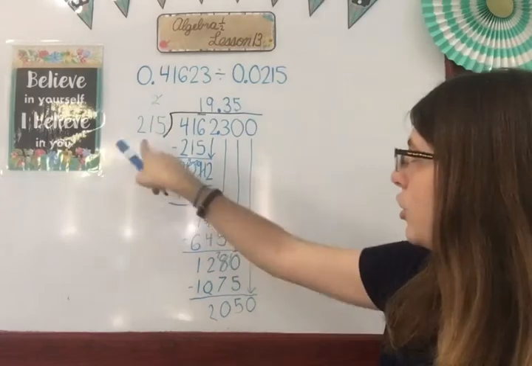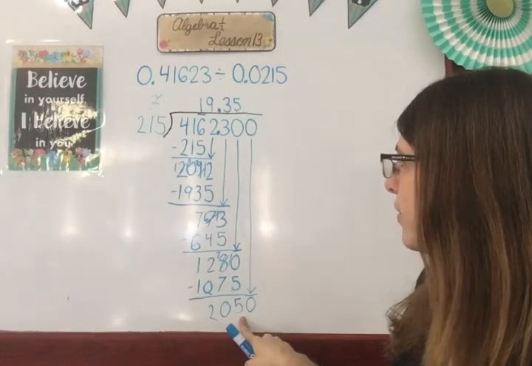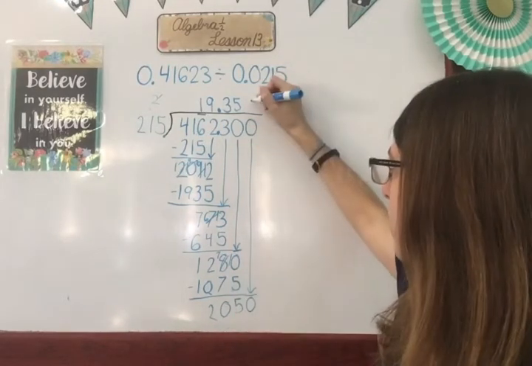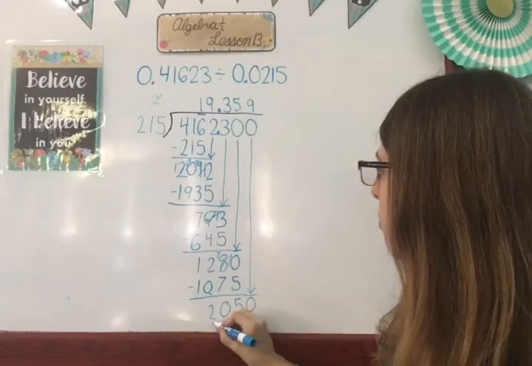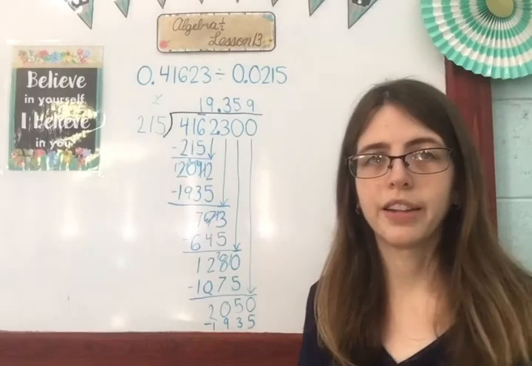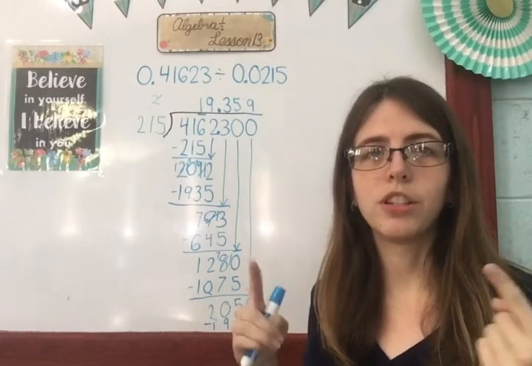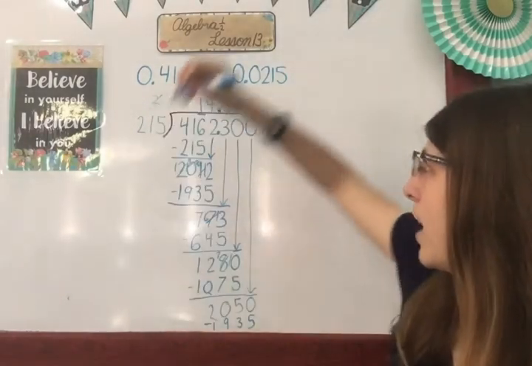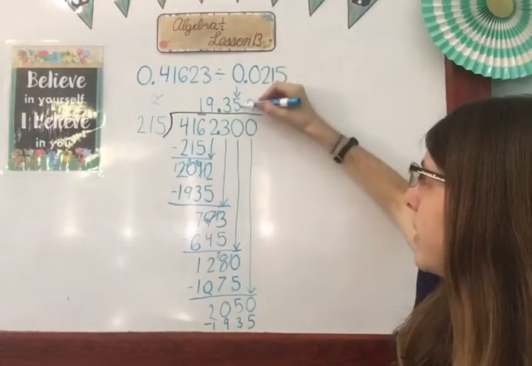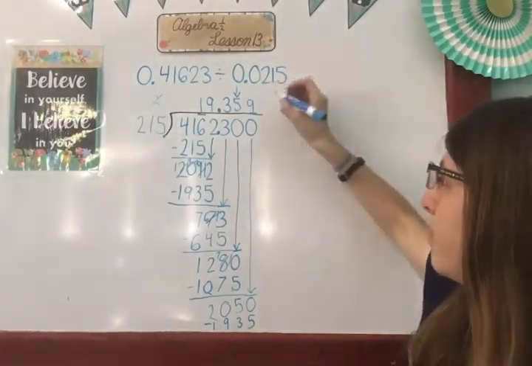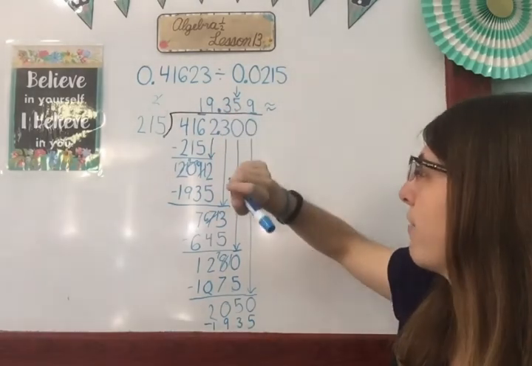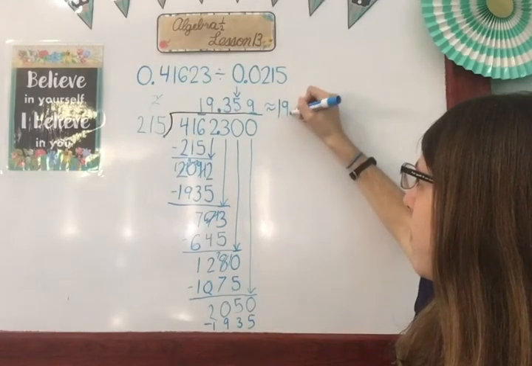Okay, 215 into 2050. Well, I'm going to try 9 again for this one, which I know from before is 1,935. So I know that I would be able to subtract it. I don't even have to subtract because what I want to do is round my answer to 2 decimal places. The reason I have to go to 3 is so that I know what this number right here should be, because the number right behind it tells me how to round. Since this number is in the group of 5 or greater, I round my 5 up. So my answer is about 19.36.